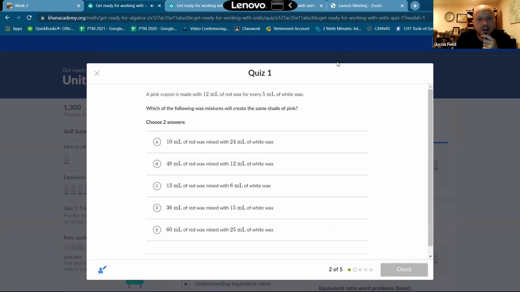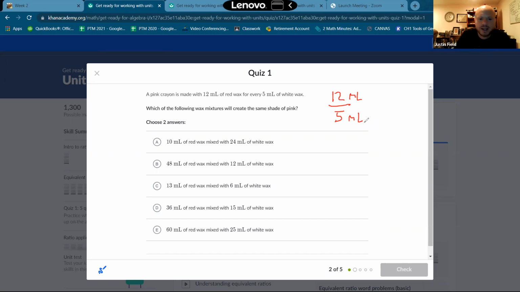A pink crayon is made of 12 milliliters of red wax for every 5 milliliters of white wax. So let's make the ratio 12/5. I could have written it with the dots, but this time I want to write it as a fraction. And that's because in algebra, you will have ratios, but they'll be written as a fraction. Like the slope is the fraction of the change in y over the change in x. So which of the following will create a shade of pink?